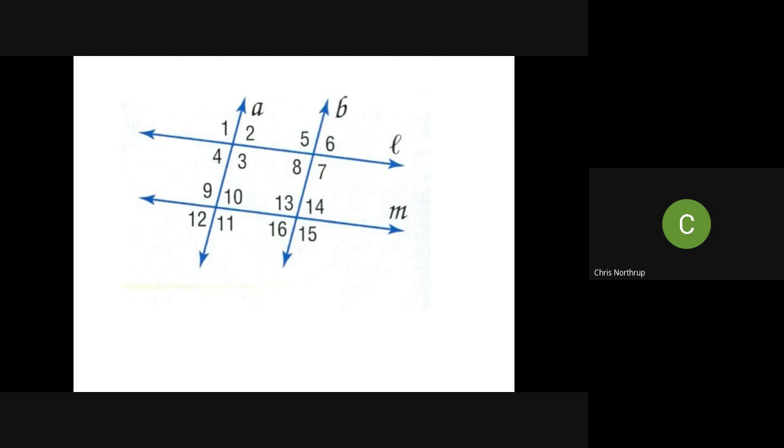Another example, let's suppose that they told us that 8 and 13 were supplementary. Again, you want to identify the angle pair. 8 and 13 have transversal B. B is cutting lines L and M. Now, 8 and 13 are on the same side of B, so they are consecutive interior angles since they're inside of L and M. If consecutive interior are supplementary, that makes lines parallel. So in that case, if 8 and 13 were supplementary, that would make line L parallel to line M.